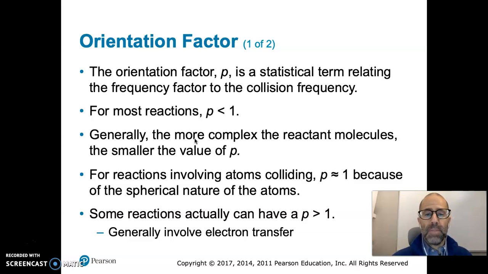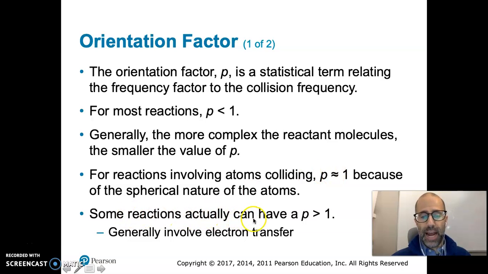Why? Because, again, P is a statistical term relating frequency factor to collision frequency. Single atoms are the simplest. They are spherical, so regardless of how they are oriented, they're always oriented in the right way. And so unless they don't have enough energy when they're colliding, they should form a product each time. So that's why the p-value is close to 1.